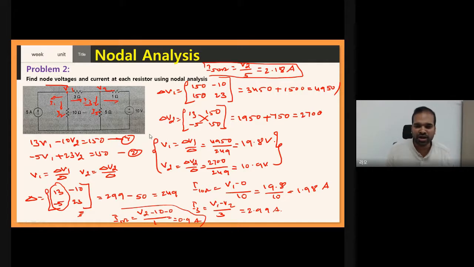So I strongly recommend you watch Cramer's rule: how to find V1, V2 for a 2 by 2 matrix, and how to find V1, V2, V3 for a 3 by 3 matrix. Okay. If you know this calculation, it is very easy to find what?